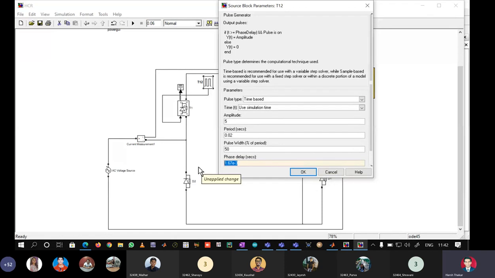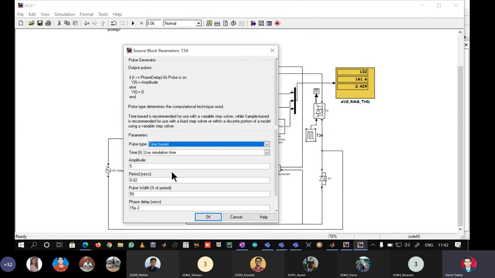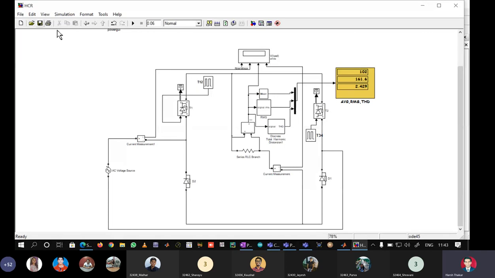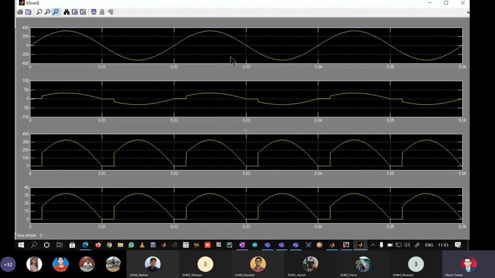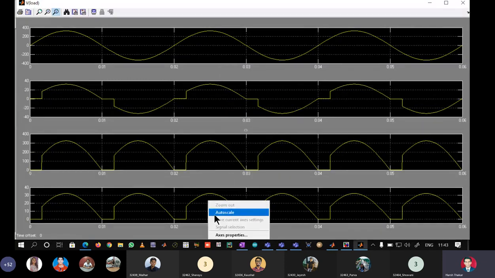So I can in fact copy this by Control C and say OK, and the second pulse generator T34, which is firing my second SCR, will now be at 11.67 milliseconds. Save, simulate, double click. Okay. So now auto scale, auto scale, auto scale and auto scale.